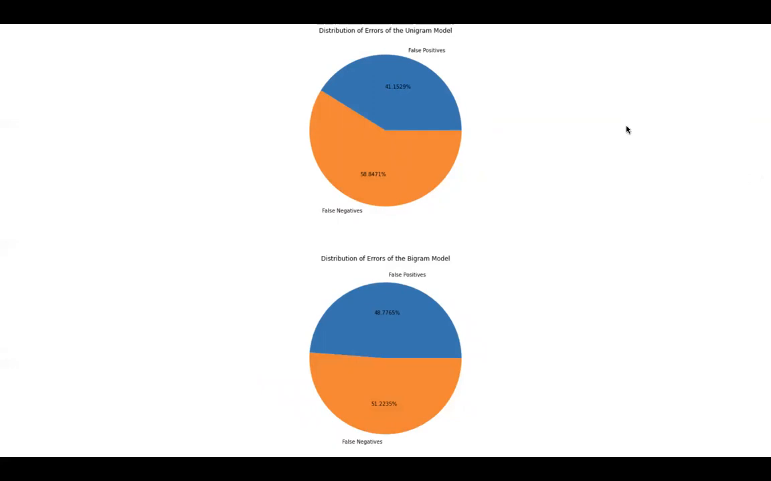Among the 8%, let's say, of reviews that were incorrectly classified, for the unigram, 41% of the errors were false positives and 58% were false negatives, and in the bigram, 48% were false positives and 51% were false negatives. So it's interesting. The bigram had a more even distribution between false positives and false negatives.